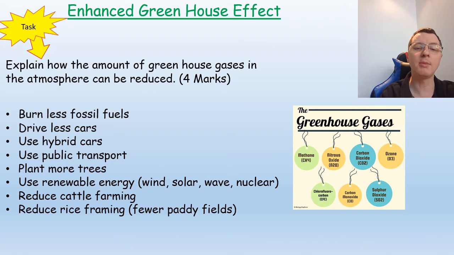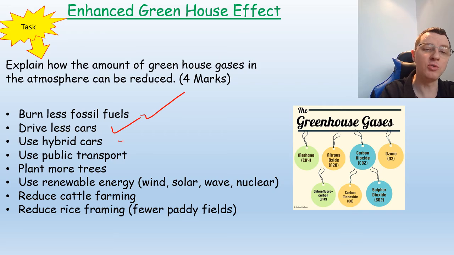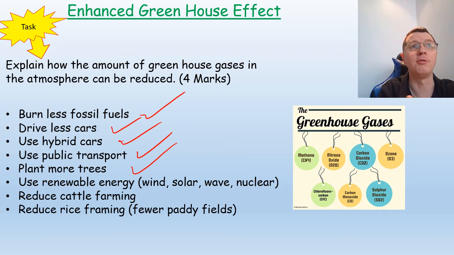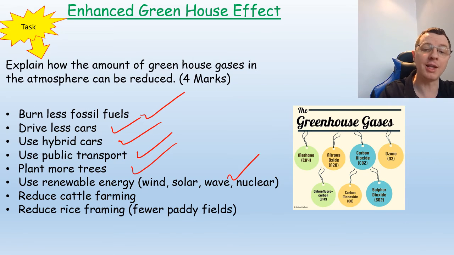We can reduce the amount of greenhouse gases in the atmosphere by burning less fossil fuels, driving less cars, using hybrid cars, using public transport more, planting more trees, because of course that would mean more photosynthesis, removing carbon dioxide from the atmosphere, using renewable energy to produce electricity, such as wind, solar, wave or nuclear energy, rather than using and burning fossil fuels to produce electricity in a traditional power station.